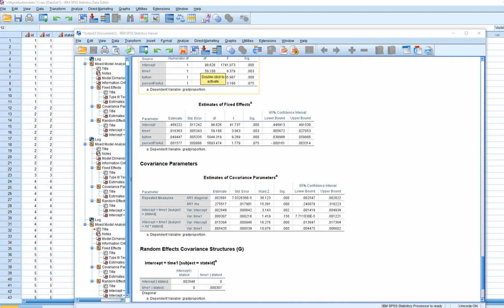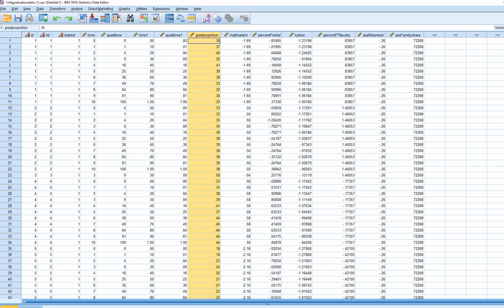Okay, in this video we're going to build off of the model that we tested in our last video, where we were looking at modeling growth curves and time-varying covariates of graduation proportion. In that set of videos, we essentially were looking at the proportion of students graduating from four-year institutions over an 11-year span.